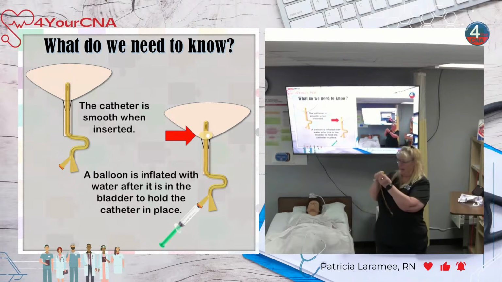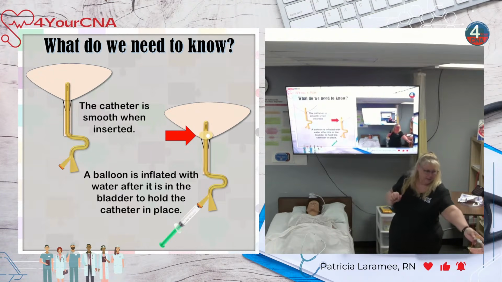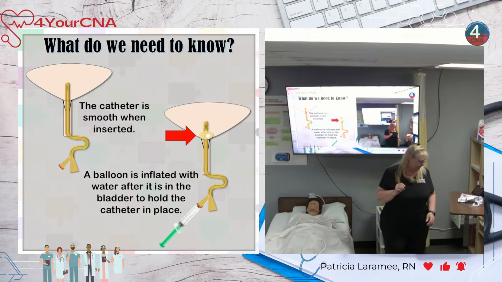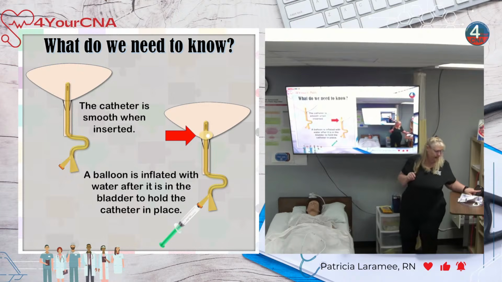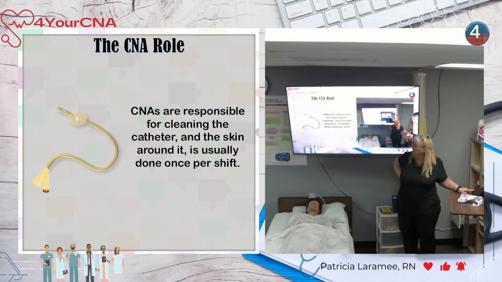The part with the white tip is where we inflate and deflate. Okay, so go ahead and play around with that. All right. So to remove the catheter, we just empty the balloon and then the catheter just slides right out.